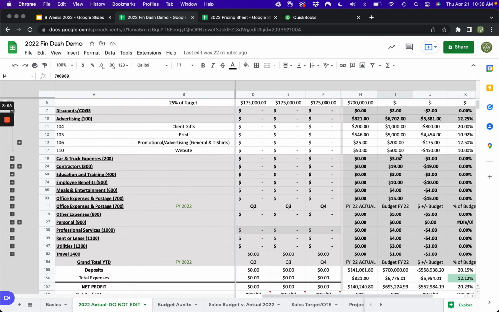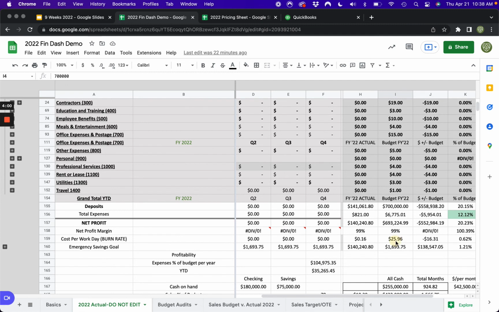So if I scroll down, seeing that this budget isn't fully baked out, it shows me a burn rate of $25.96 per day. We know that's way too low, right? Because that doesn't account for many hundreds of thousands of dollars that we would spend in a year in order to maintain that 25% net profit. So how can I hack and understand what number is actually my burn rate if I don't have my budget fully baked out yet?